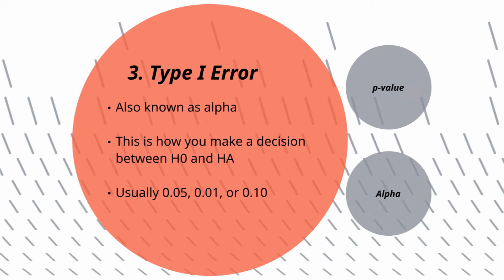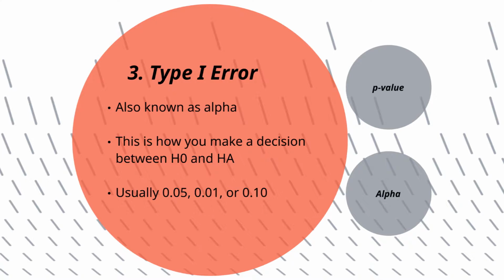Going back to our first type of error, or a type 1 error, this is what we know as alpha. This is how we make a decision between our null and alternative hypotheses. In standard statistical testing, it's often 0.05. You will see it be 0.01 or even 0.001 if you have a very large sample size. But sometimes you'll also see alpha set at 0.10 for pilot studies or maybe for interactions.